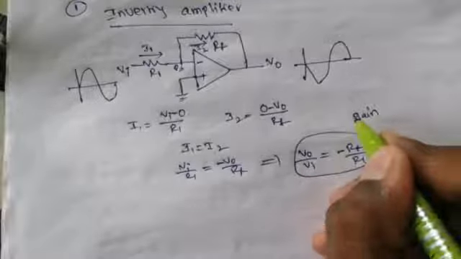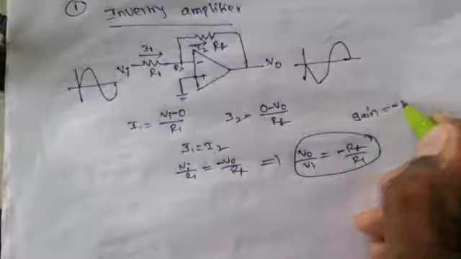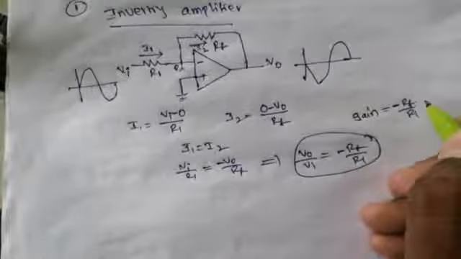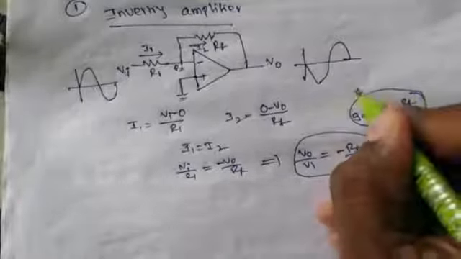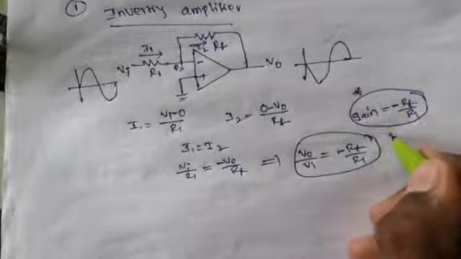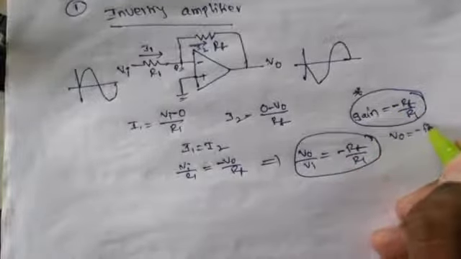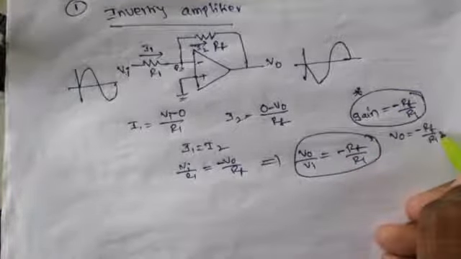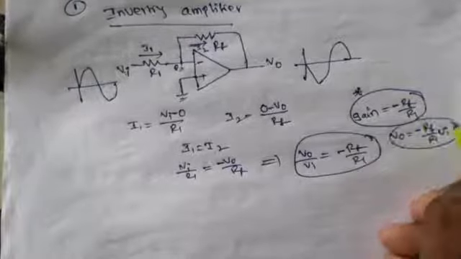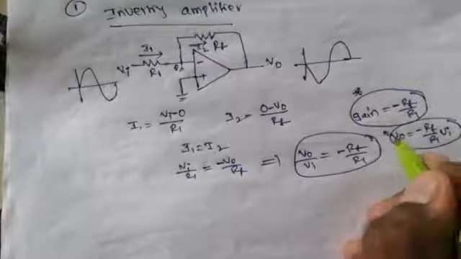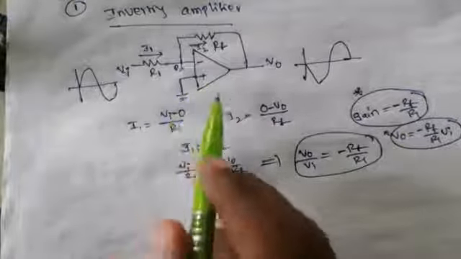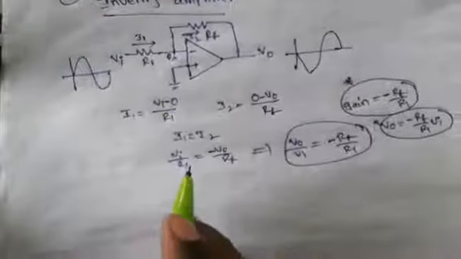V0 by Vi is nothing but the gain. The gain of an inverting operational amplifier is minus RF by R1. This is a very important star bit, as is the output voltage, which is minus RF by R1 into the input voltage. This is also a star bit. So we have to remember these two as well as the corresponding circuit diagram.